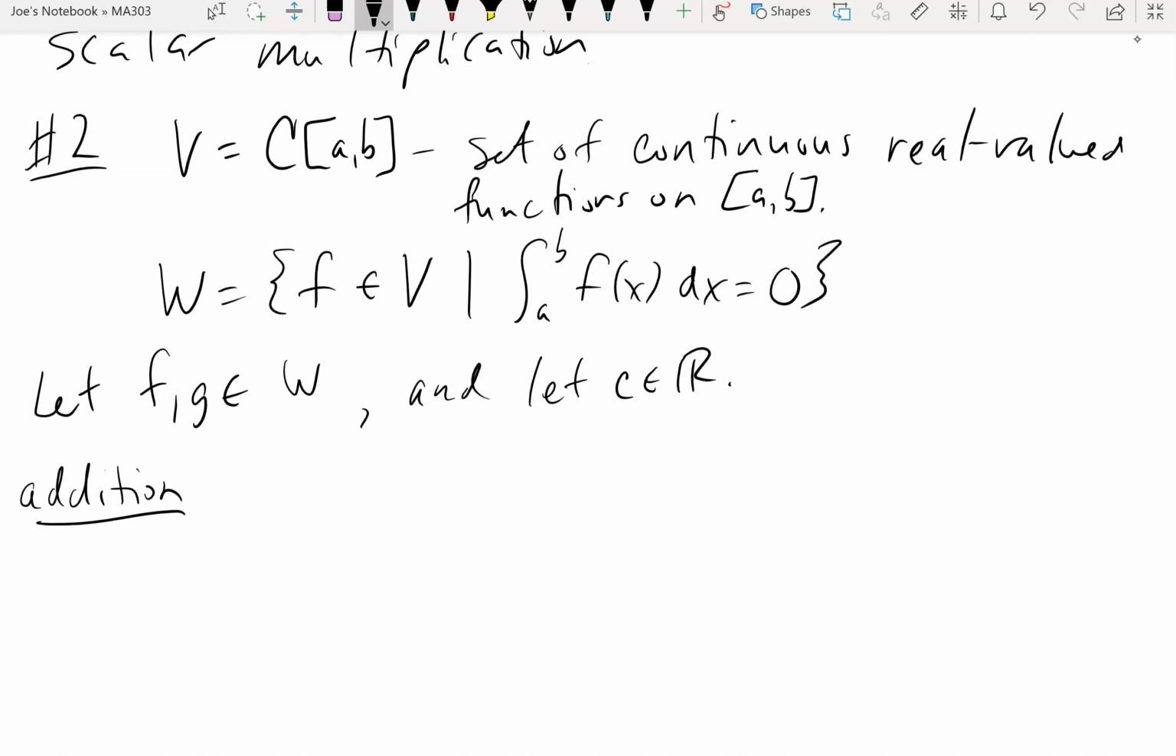According to the theorem, we can test whether or not W is a subspace simply by showing that W is closed under the operations. What I mean is that for addition, we need to show that f plus g is also back in W. That's what closure means, right? If we start with two things in W and add them together, it has to land back in W. That's what closure means.